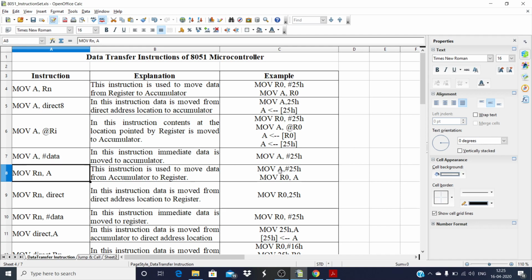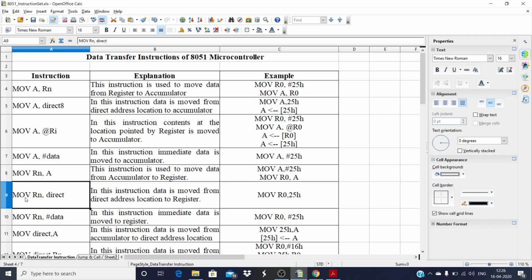For example, move A comma hash 25h. In this move A comma hash 25, we have initialized A with 25, and that content 25 will be moved to the register R0 in the next instruction, that is move R0 comma A.